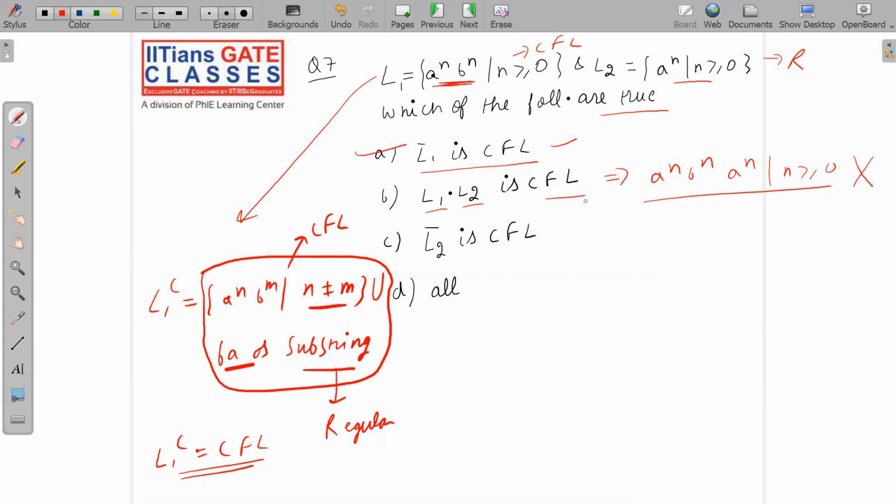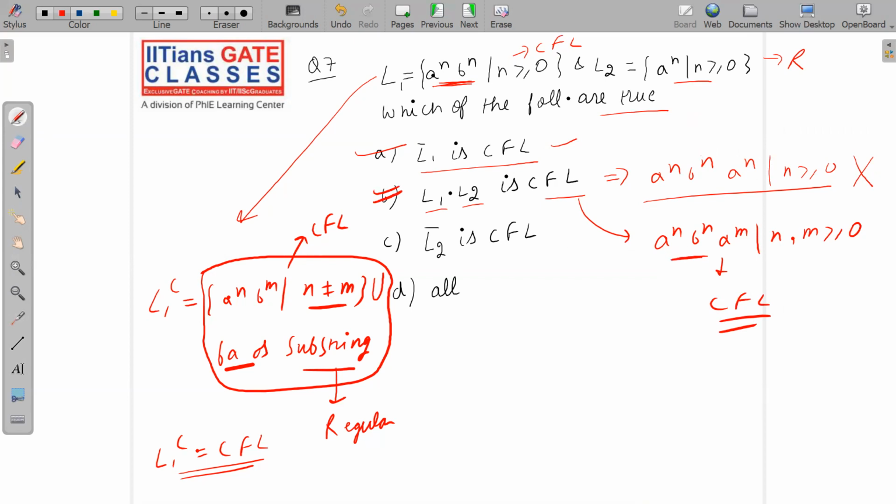I have already told you. In concatenation, please change the power. Otherwise, it will create confusion for you. a power n, b power n, a power m, such that n comma m greater than or equal to 0. Now here only one comparison, so it will be CFL. Yes, this is a true statement. L1 dot L2 is CFL. This is a 100% true statement.